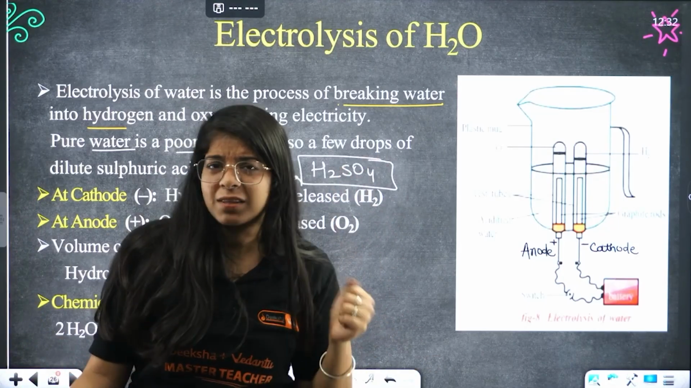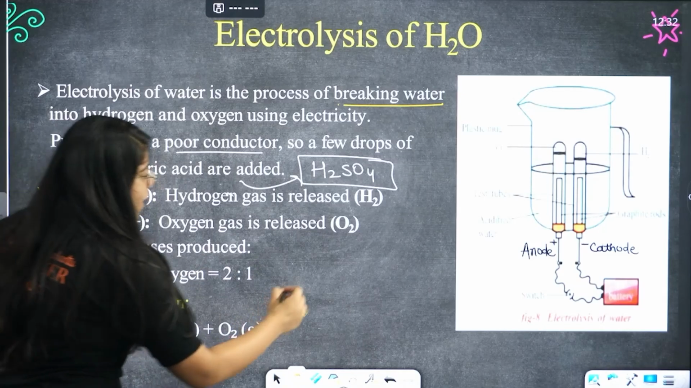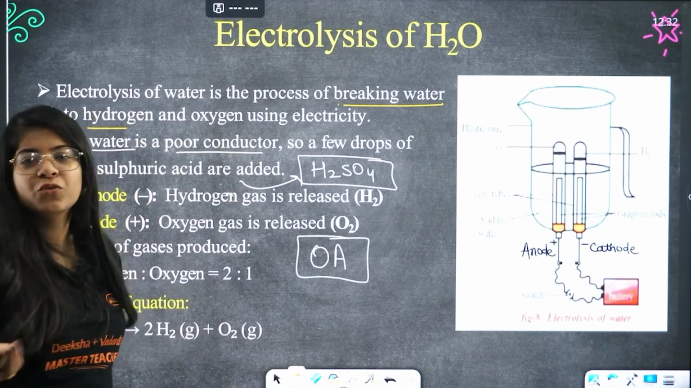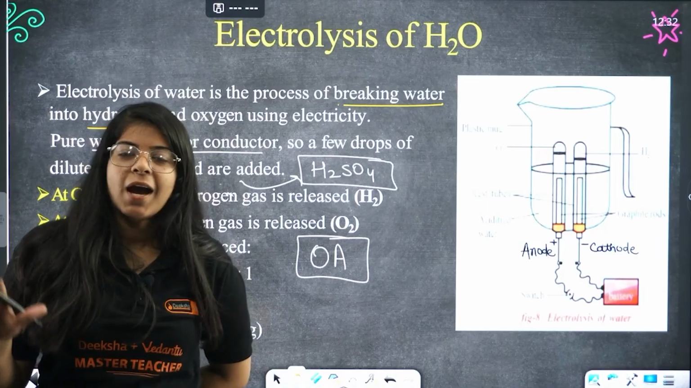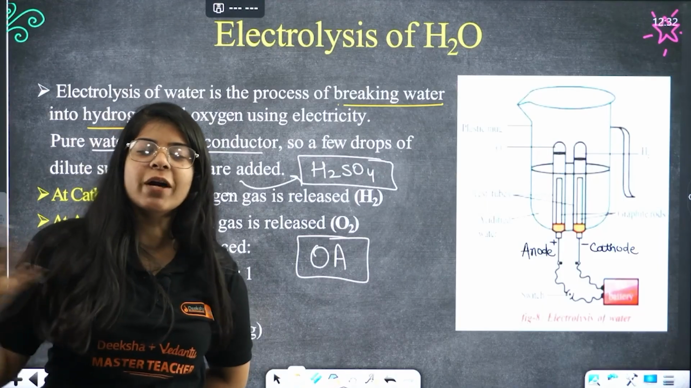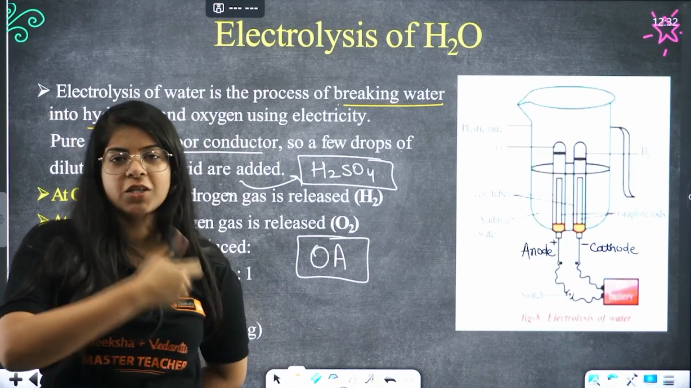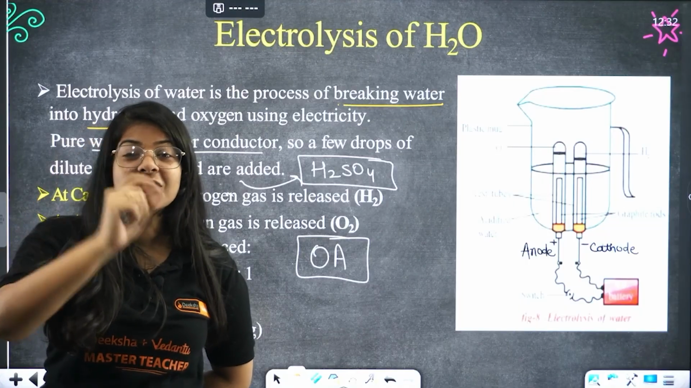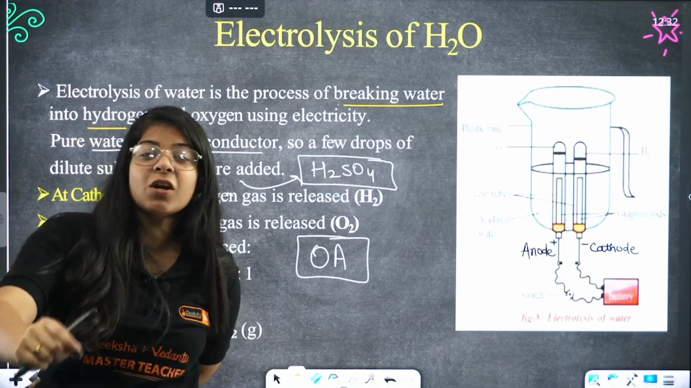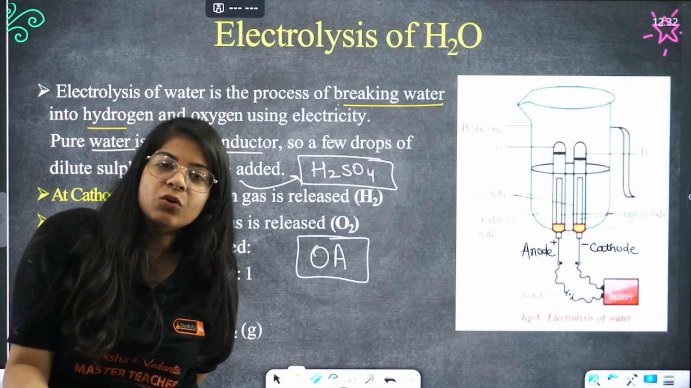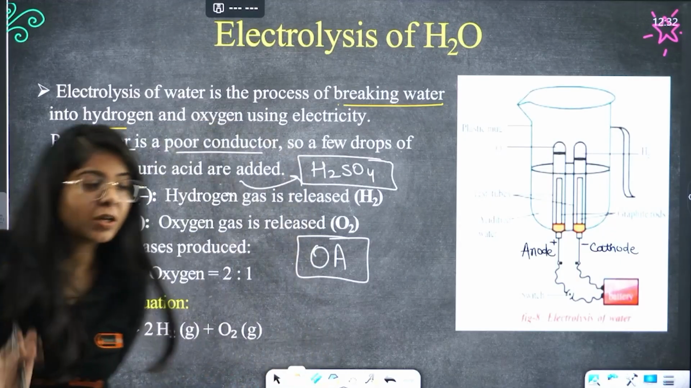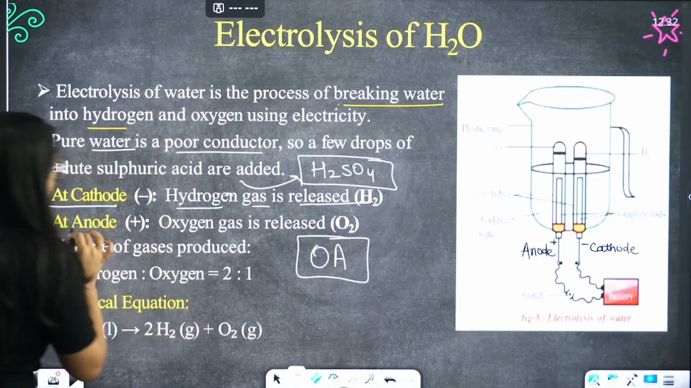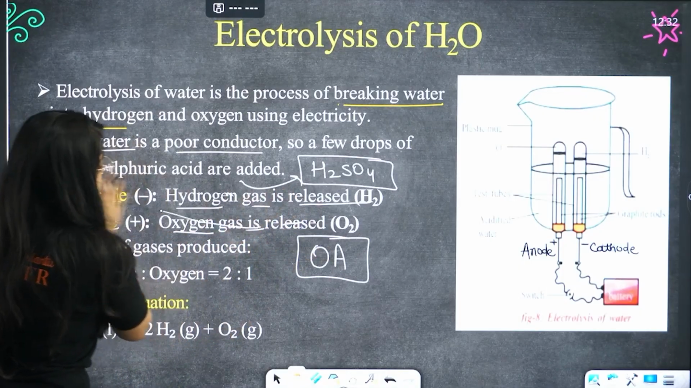How do I remember where what goes? I just remember OA. I don't know for what reason, but I remember this: OA, oxidation, anode, oxidation, anode. So oxygen is released on the anode, which means the cathode releases hydrogen. At the cathode, hydrogen gas is released; at the anode, oxygen gas is released.